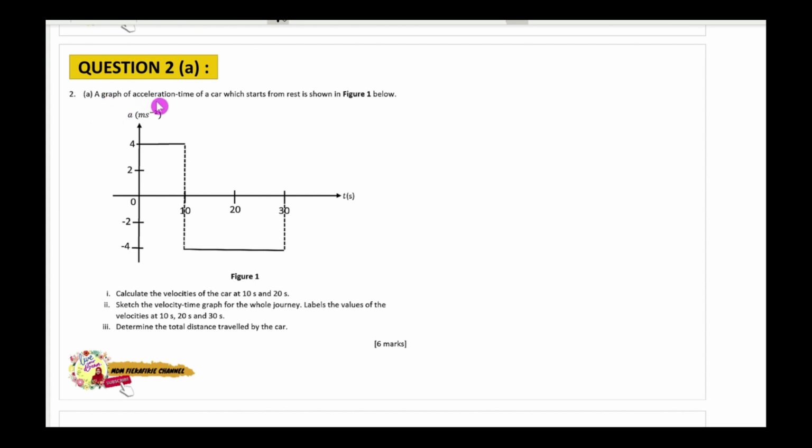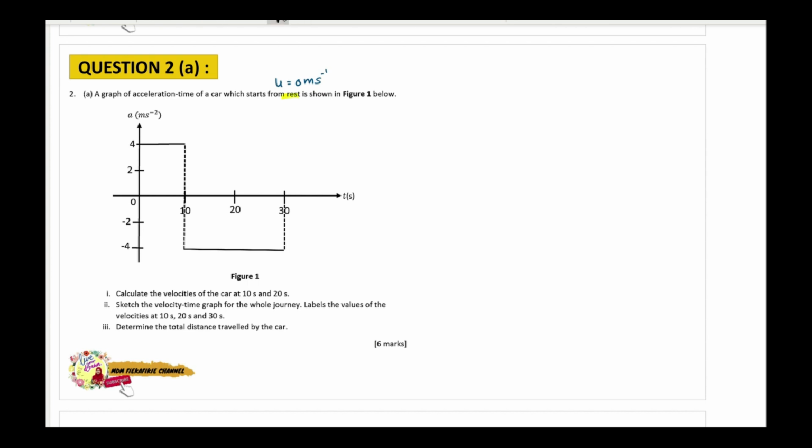Here we have a graph of acceleration time of a car which starts from rest is shown in figure 1 below. So here we have graph A against T, and number 1, calculate the velocities of the car at 10 seconds and 20 seconds. Okay, so macam mana kita nak kira? Bila kita ada graph A against T, macam mana kita nak kira velocity of the car at 10 seconds and also 20 seconds. Jadi daripada graf yang kita nampak dekat sini, at t is equal to 10 second, the value of the acceleration is equal to 4. Okay, dia dah bagi. And then soalan dah bagi tahu kan, okay, car tu mulanya daripada rest. Okay, so here we have the information about u, where it is equal to 0 meter per second.